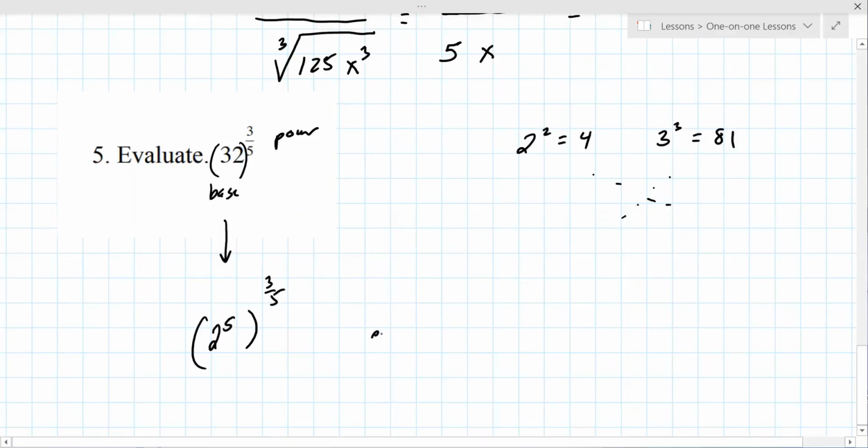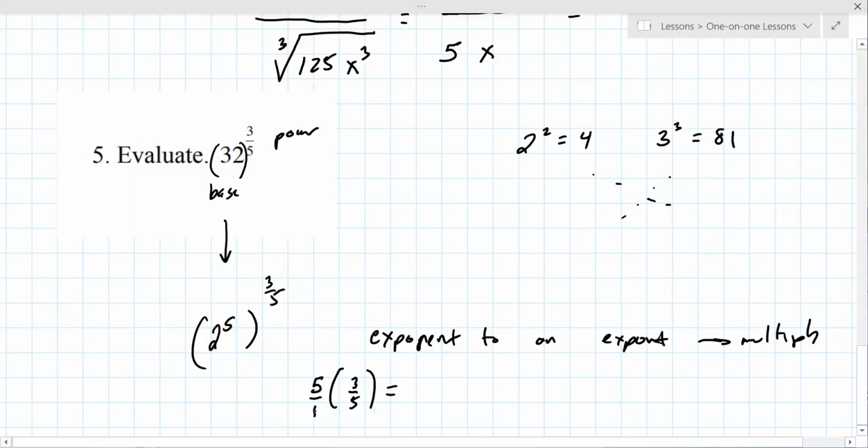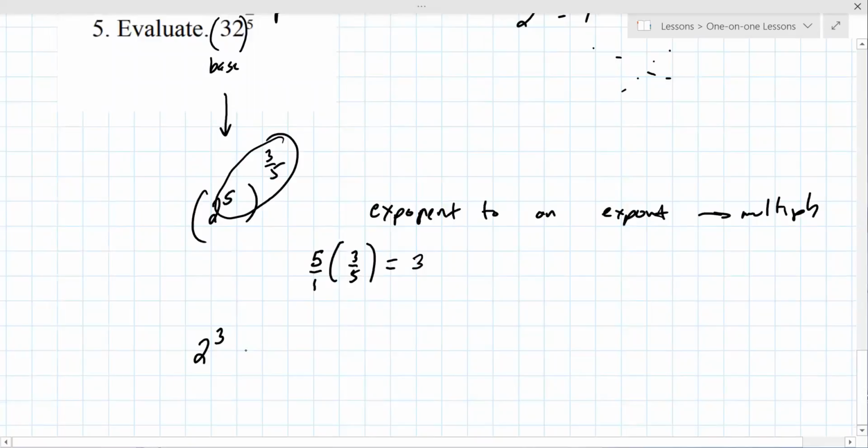So then when you have an exponent to an exponent, you multiply them. So what is 5 times 3/5? Well, the 5's cancel and you're just left with 3. So this whole part right here, this exponent to an exponent becomes 3. So this is 2 to the third, which is 8. Yeah. Especially if you had a calculator, because you can basically do it without that.